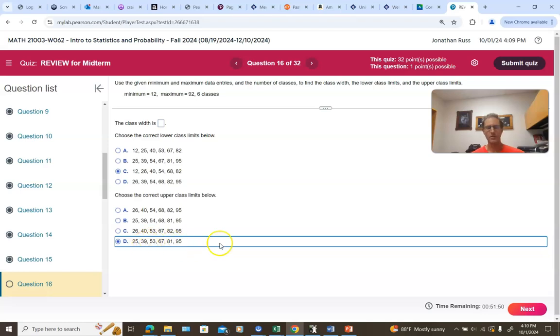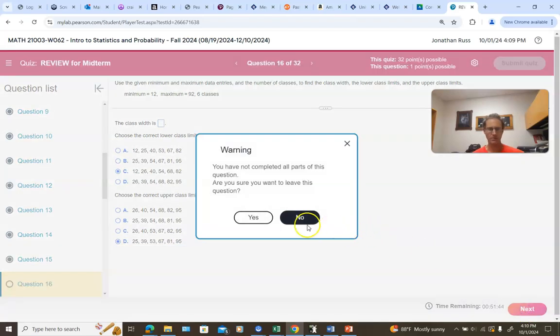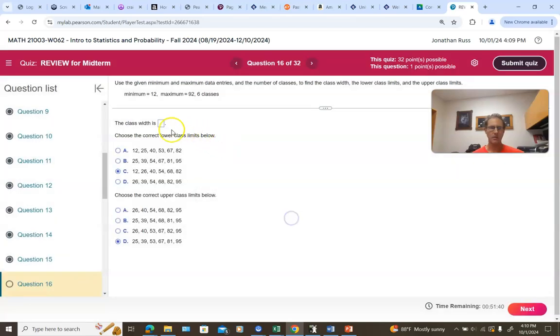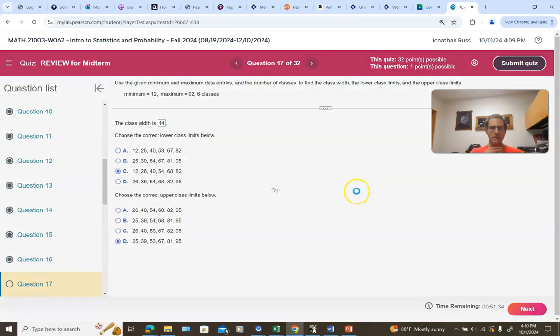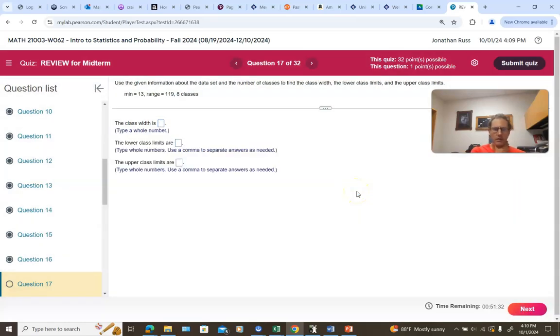Okay, so just check these carefully, guys. There's got to be a difference of 14 between all of those. Oop, I didn't put in class width right here. It's 14. And now I'll go on. Okay, I'm going to skip this one because this is just like the previous one.